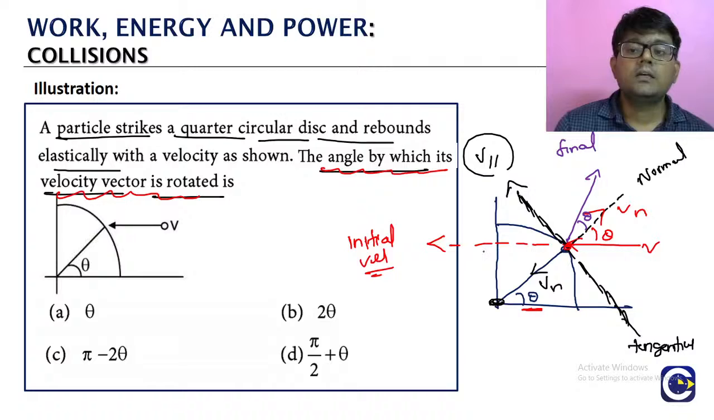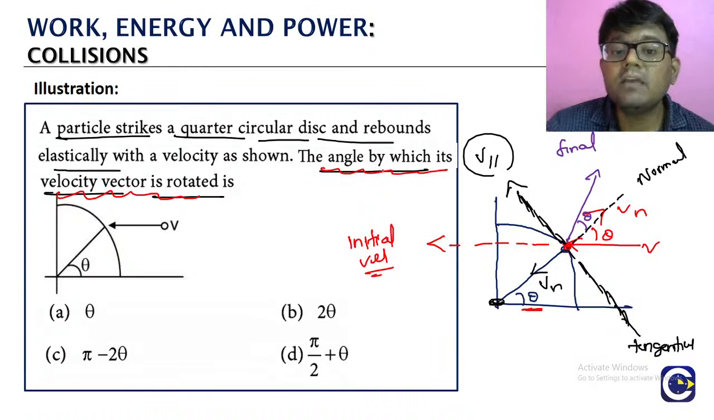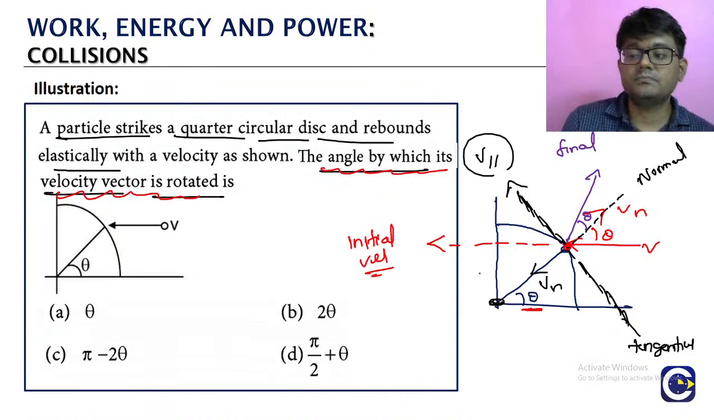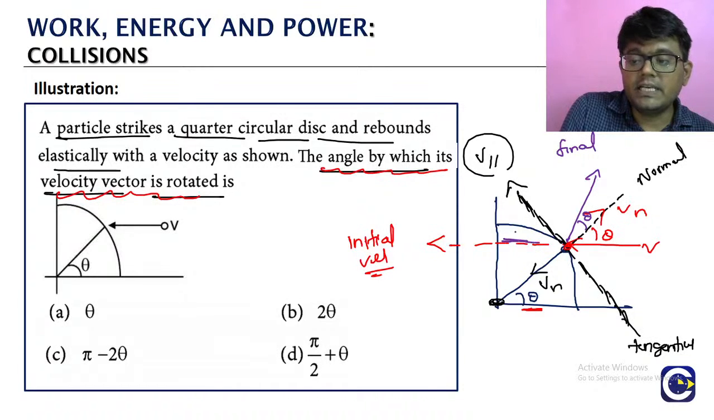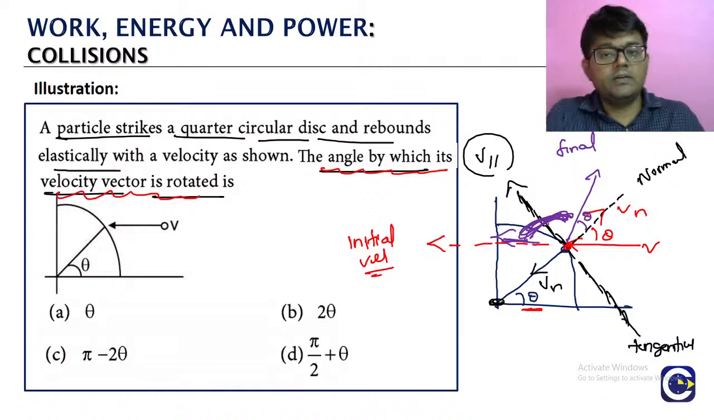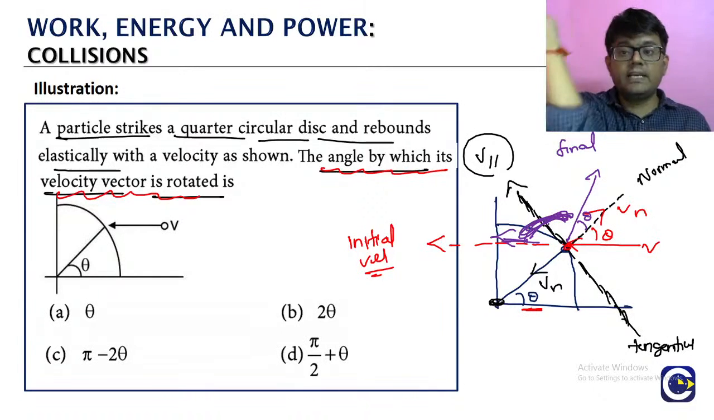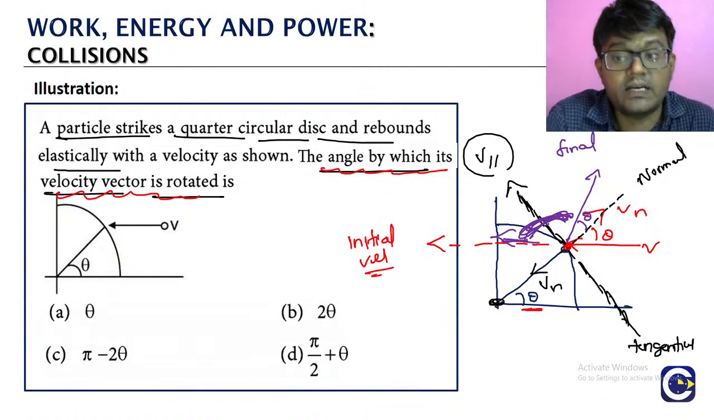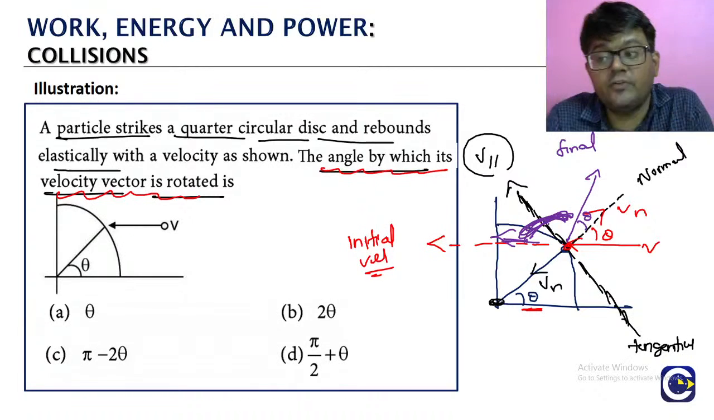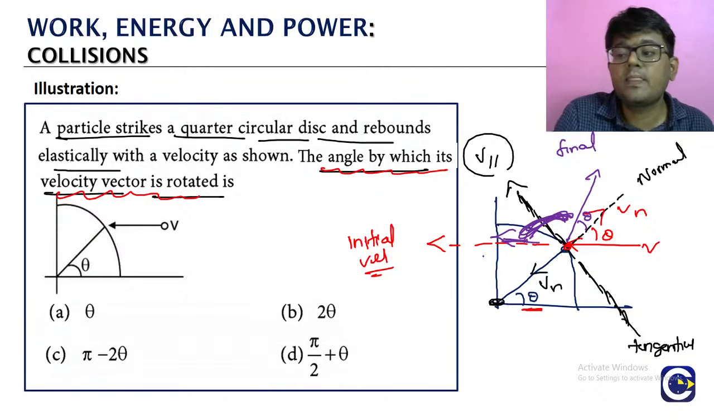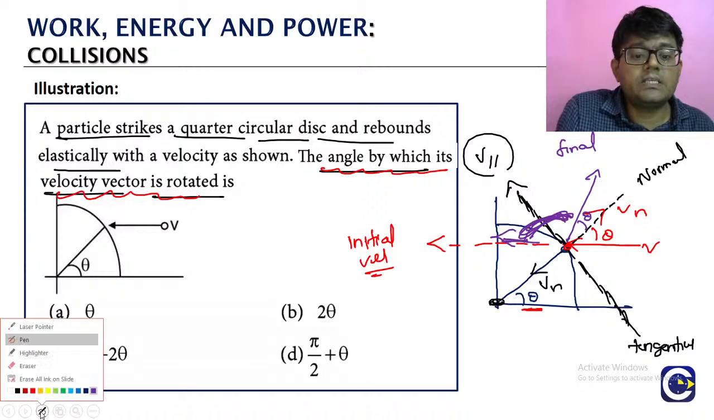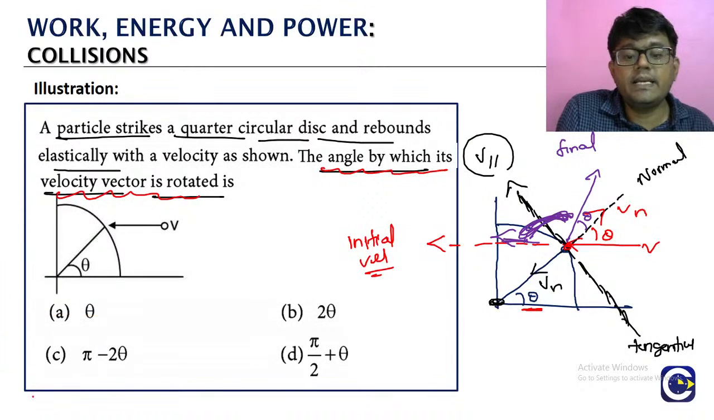Now look at it. They are asking us the angle by which the velocity vector is rotated. This is the initial direction. Initially it is like this. Finally it is going like that. So the angle by which the velocity vector is rotated, that angle we need to find. How do we find it? Look at this. How do we get it?